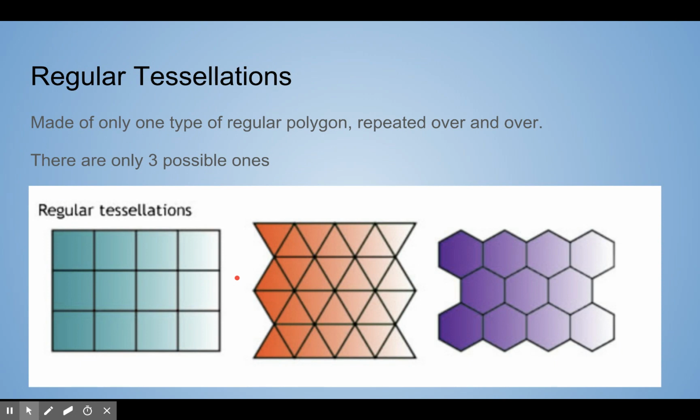Okay, so now that you know what polygons and regular polygons are, we can learn about the three types of tessellations. First of all, regular tessellations. Regular tessellations are made up of only one type of regular polygon, and it's repeated over and over. There are actually only three possible ones.